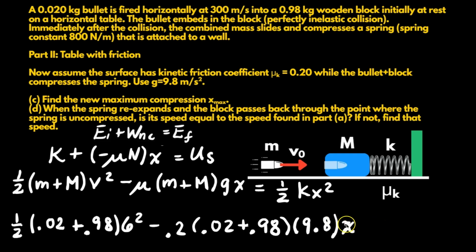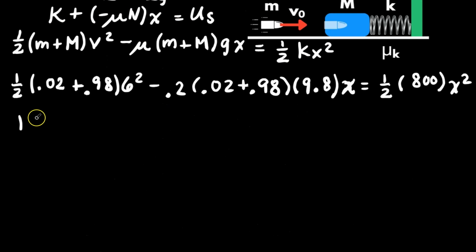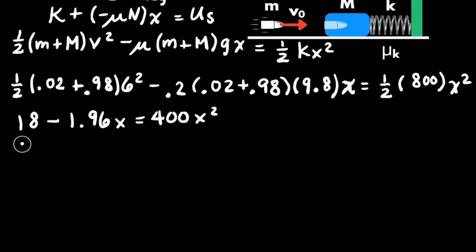So we get 1/2 times (0.02 plus 0.98) times 6 squared minus 0.2 times (0.02 plus 0.98) times 9.8 times x is equal to 1/2 times 800 times x squared. We're looking for the maximum compression, which is going to be x. But we have a problem here because we have x and x squared, and we're trying to solve for x. So our strategy is going to be to use the quadratic equation.